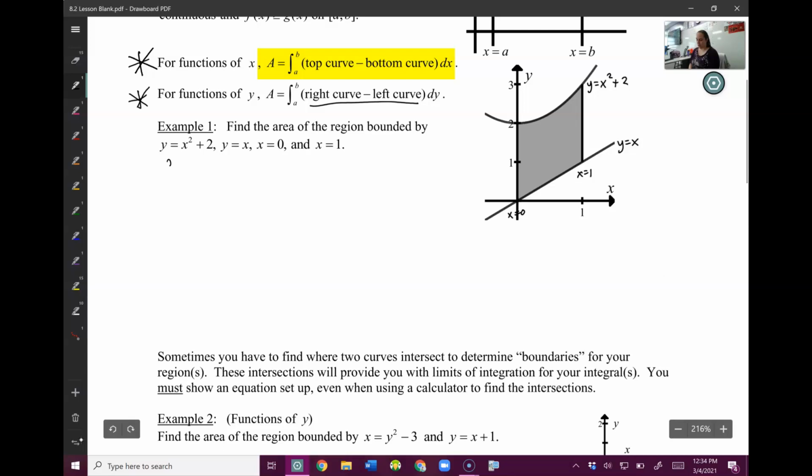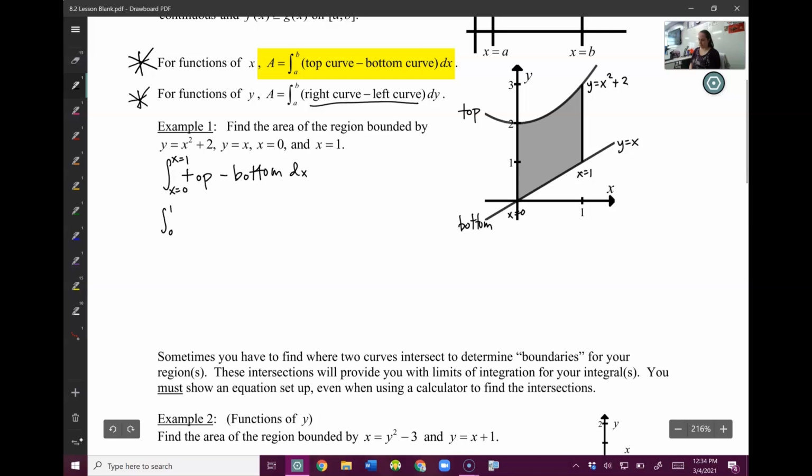So we're going to do our integral. This one's going to be in terms of x because we're going to do top curve minus bottom curve. Top minus bottom. So we're going to do our integral from x equals 0 to x equals 1. Make sure our limits are in terms of x because that's what we're going to do, top minus bottom. And then we want to do the top curve minus the bottom curve, dx.